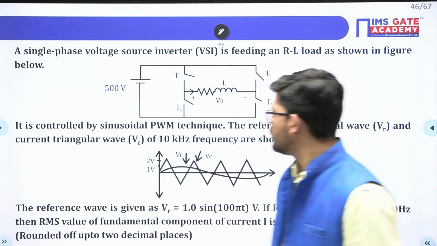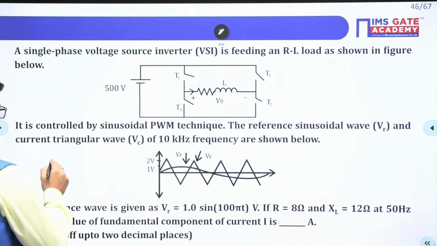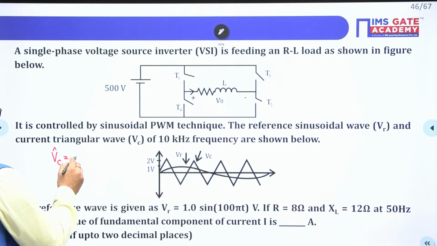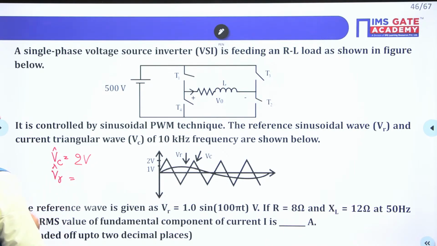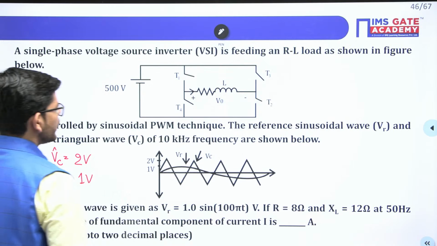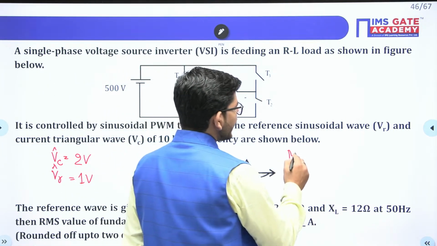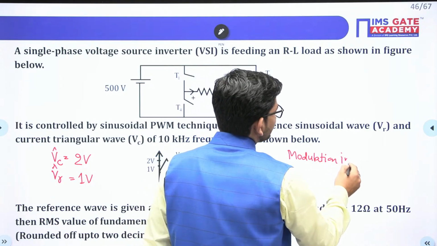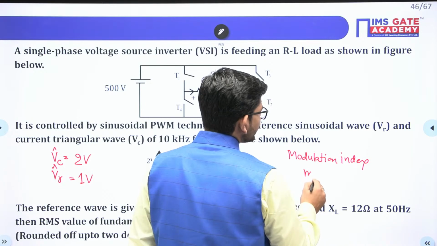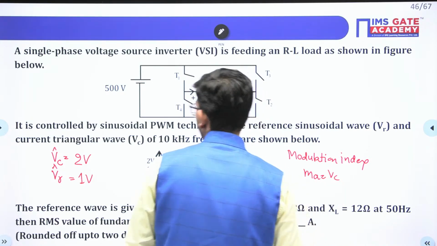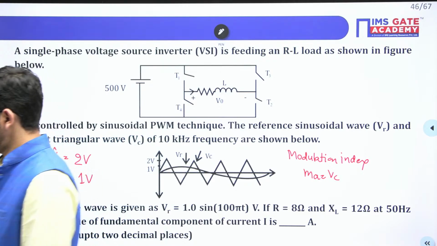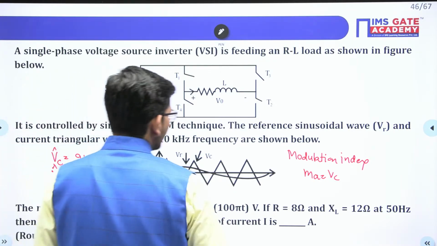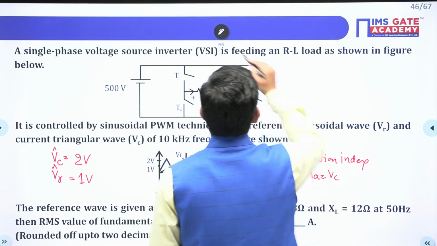Now here you can see the peak of carrier. The peak of carrier is how much, guys? If you see, the peak of carrier here is 2 volt, and what is the peak of reference? The peak of reference is 1 volt here. So immediately you can calculate the modulation index. You can calculate the modulation index MA, which is the peak of reference to the peak of carrier.